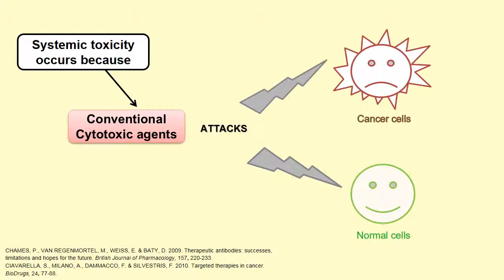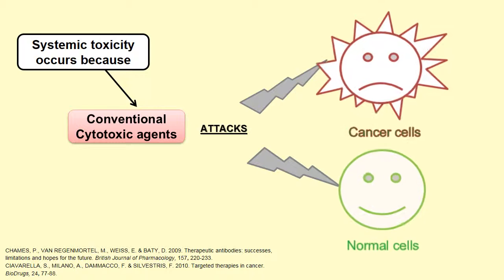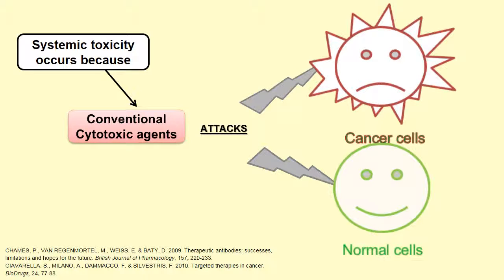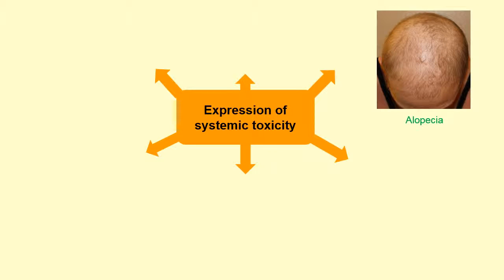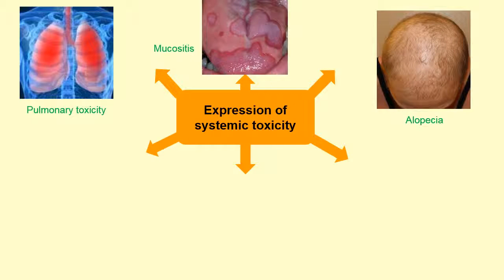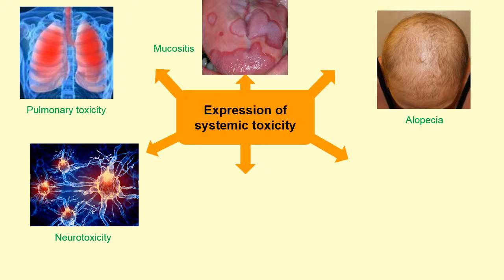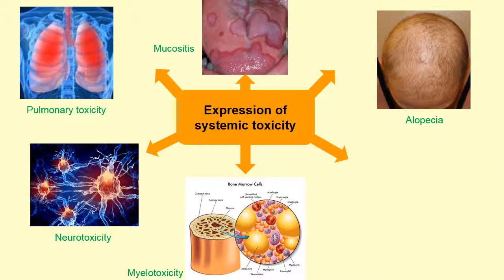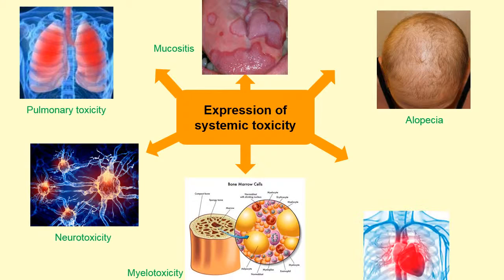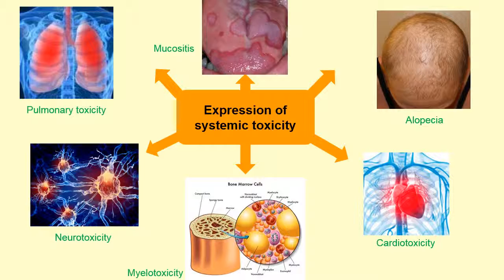Why does systemic toxicity occur? Systemic toxicity occurs because conventional cytotoxic agents attack both normal and cancer cells equally. The attack on normal cells is what is expressed as severe systemic side effects. How is this toxicity expressed? The toxicity is expressed as hair loss, mucositis, damage to the lungs, damage to the nerves, damage to the bone marrow, which is expressed as myelosuppression, as well as cardiotoxicity.